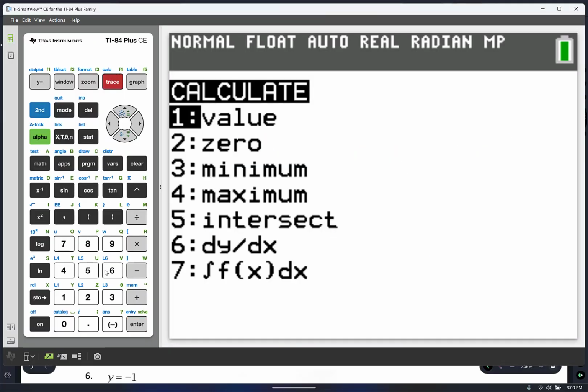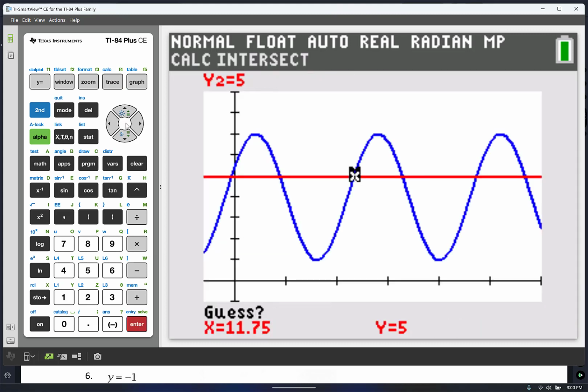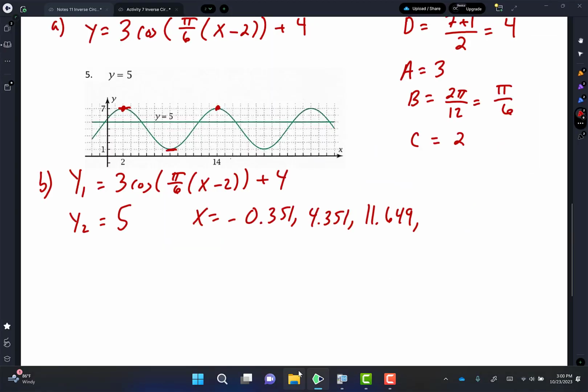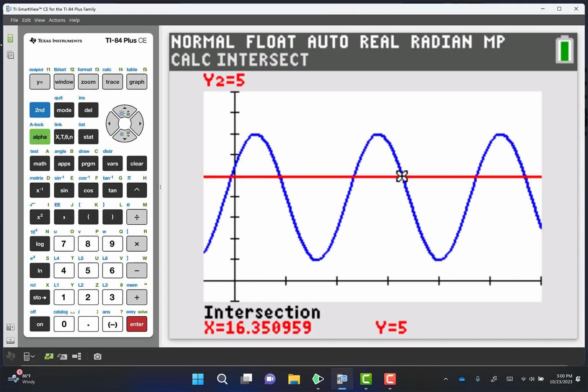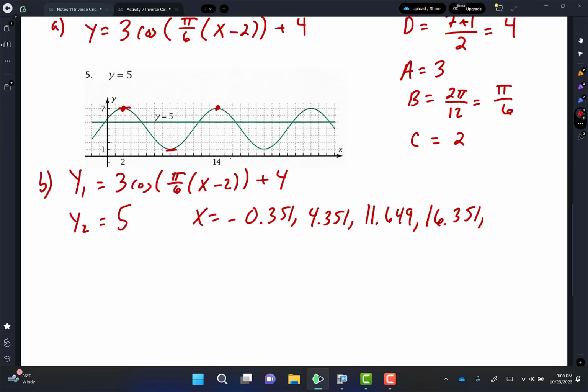Second, calculate. Number 5. Enter, enter, scroll, enter. 16.351. And someone give me the last 2. 23.649, perfect. And then the last one needs to have 0.351 on it. 28.351, perfect.